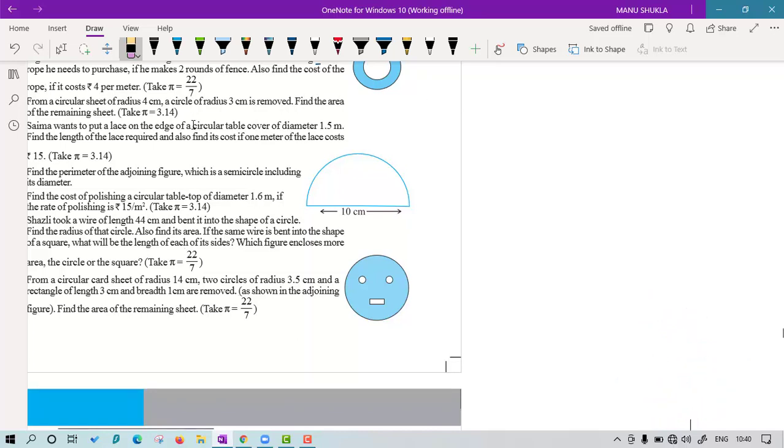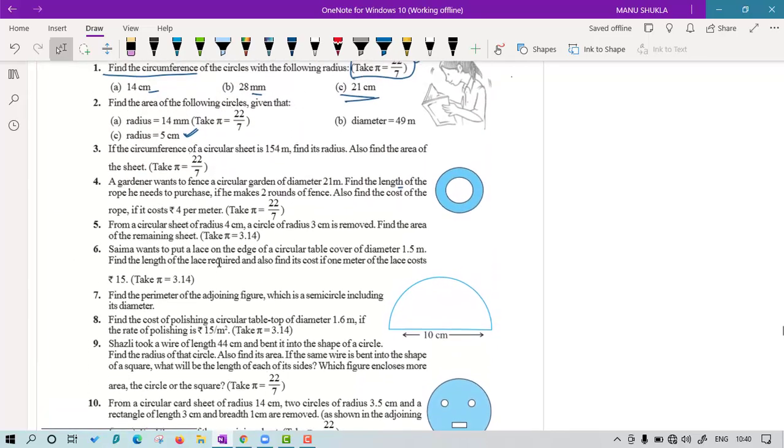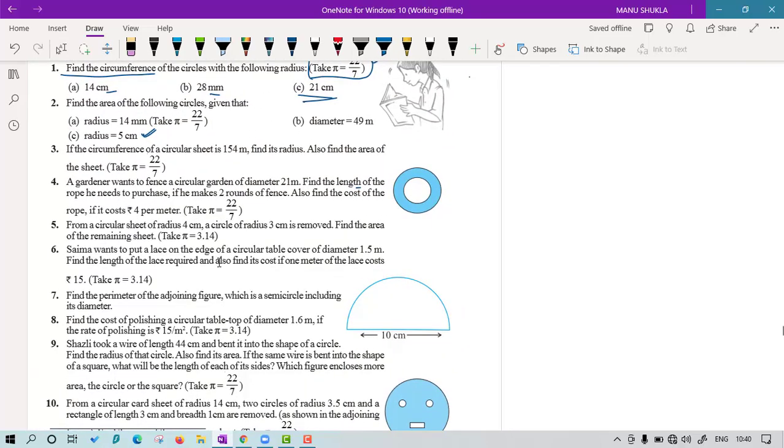Now, question number 3. If circumference of a circular sheet is 154, find its radius. Also find the area of sheet. It's very simple. If circumference is given to you already, can't you find the radius? Because you know circumference is equal to 2 pi r. This value is given to you. You know the value of 2. You know the value of pi. Only r is remaining. You can easily isolate the r and find the value of that.